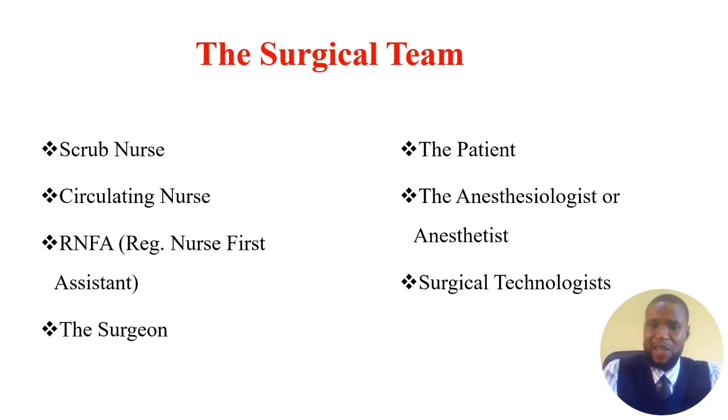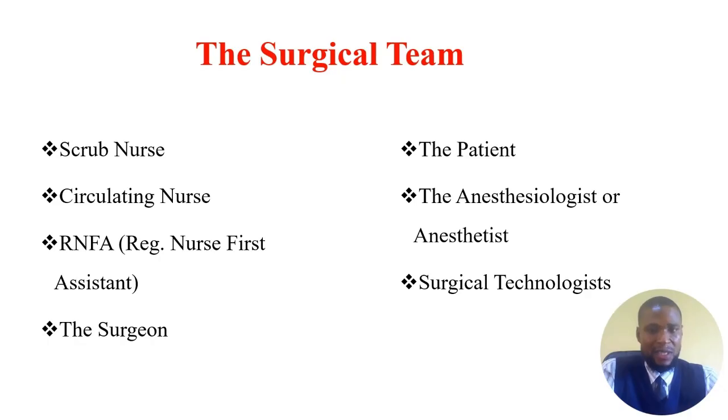The next one I would like to take you through is what the surgical team is all about. As I said earlier, before a surgery can be done, it requires unified cooperation among the health team, the surgical team. I would like to mention a few of them. Number one on my list is the scrub nurse. Next is the circulating nurse. Another one is the registered nurse first assistant. Then the surgeon. The patient is also part of the surgical team. Don't forget, without the patient, none of these members will be there.